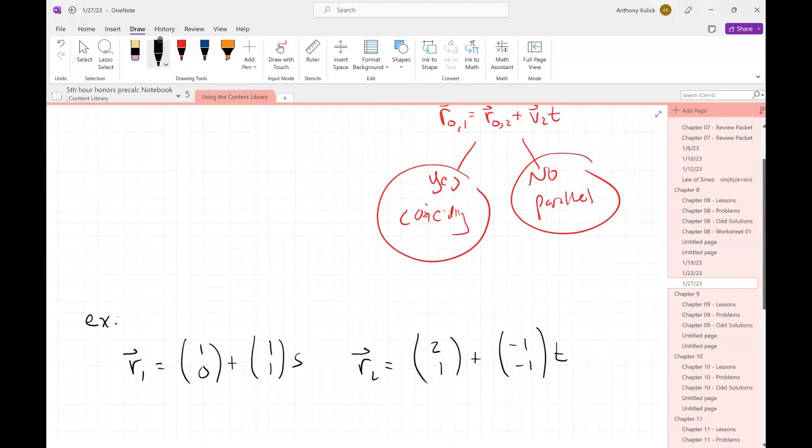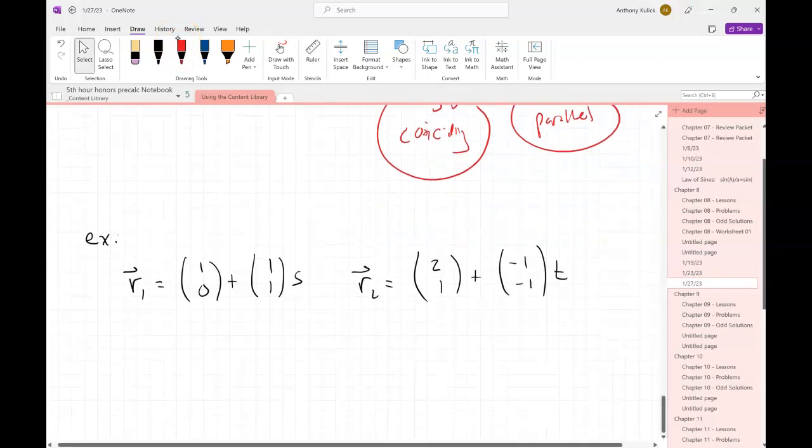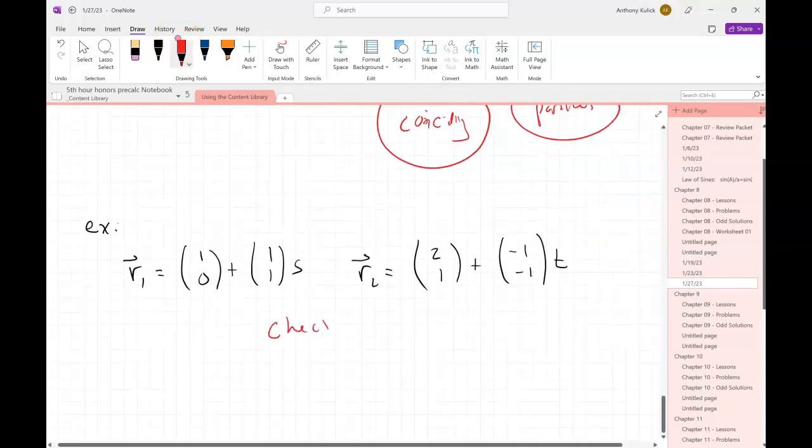Okay, so you look at these and you can probably see right away that these are coinciding, right? Super obvious. We're going to just run through the process, though. That's the point of this, is just to see what it looks like numerically. So first thing we're going to do is check the slopes.